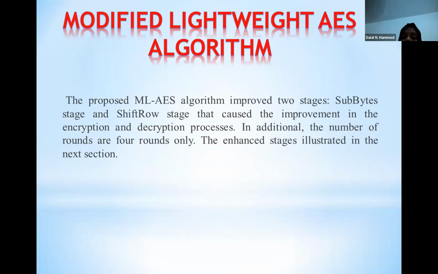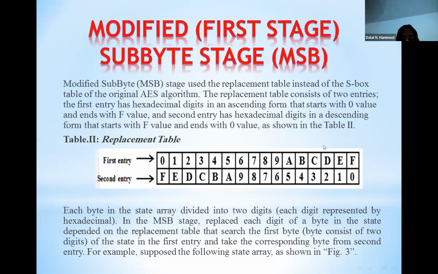The modified lightweight AES algorithm, the proposed MLAES algorithm, improves two stages, the SubBytes and ShiftRows stages, which leads to an improvement in the encryption and decryption processes. In addition, the number of rounds is 4 only. This is used in my paper, 4 rounds only, to speed up the AES encryption. The enhanced stages are illustrated in the next section.